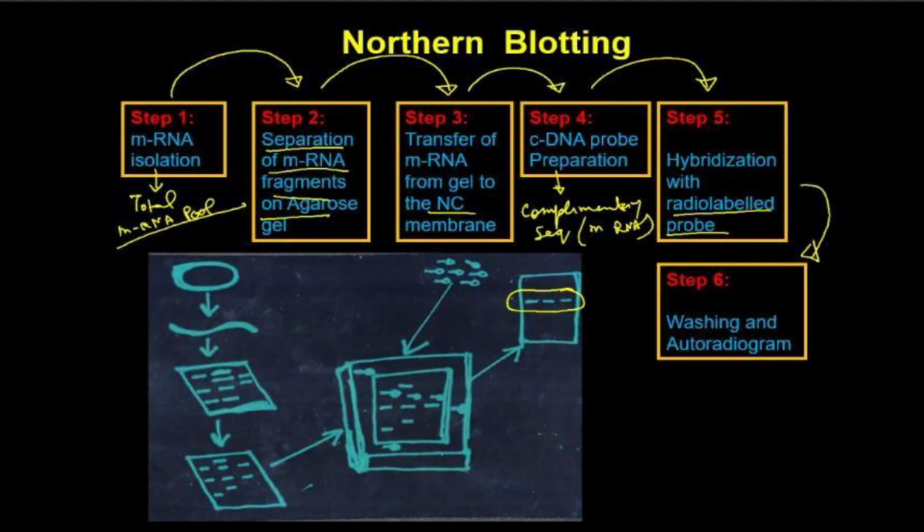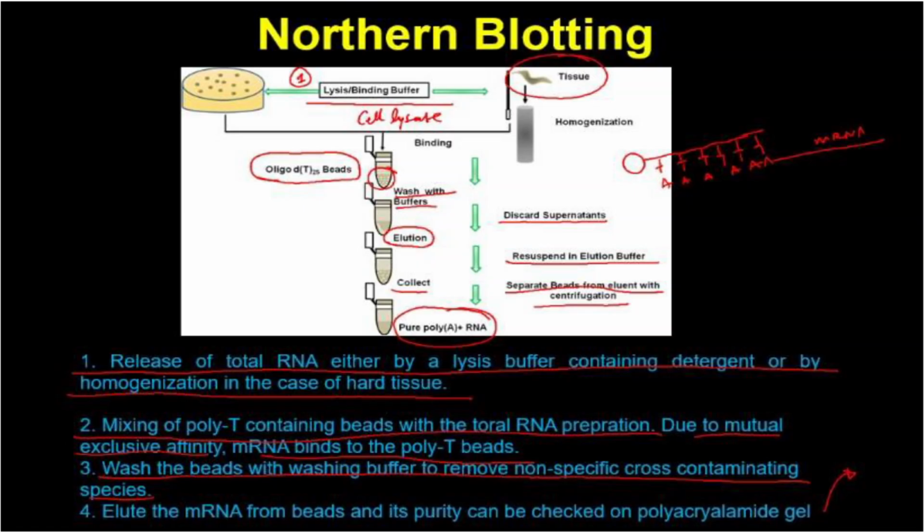In northern blotting, again, first of all, the mRNA isolation will be done. Total mRNA of the cell will be taken out. Then the separation of mRNA fragments on agarose gel will be done. Then the transfer of mRNA from gel to NC membrane will occur. And then that mRNA that has been transferred to the membrane will be probed with the cDNA probe. First of all, the probes will be prepared, and then it will be probed with the cDNA probe, which is called hybridization. And then last will be washing and autoradiogram development, basically the visualization of the results.